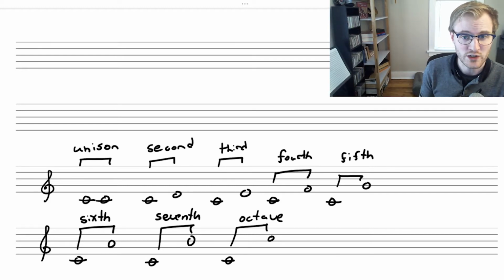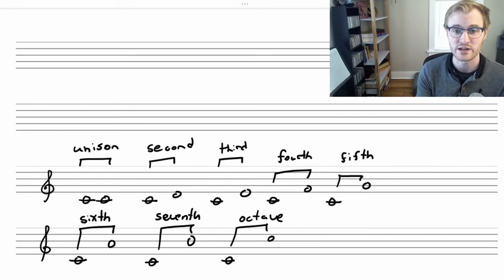Now, something that's really cool to help you identify these, because a big part of what we are going to do going forward is interval identification. Much like key signatures or notes in the treble or bass clef staff, I need to be able to show you an interval and have you recognize it very quickly.